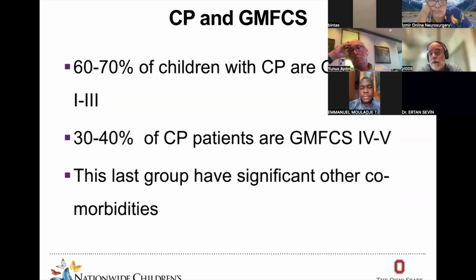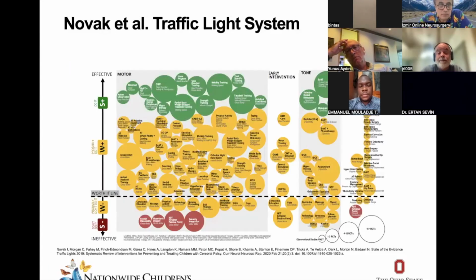Now, the reason why selective dorsal rhizotomy is important is that almost 2/3 of the children are GMFCS 1 to 3. And this is important because these are the ambulatory children who we are all seeking to make the correct decisions for. About 30 to 40% of the CP children are the wheelchair-bound children, and this last group may have significant other comorbidities, making it important to really talk about what kind of treatments you're prescribing, because some of your treatments may have consequences in development of seizures or some other unforeseen consequences if you don't evaluate them carefully.